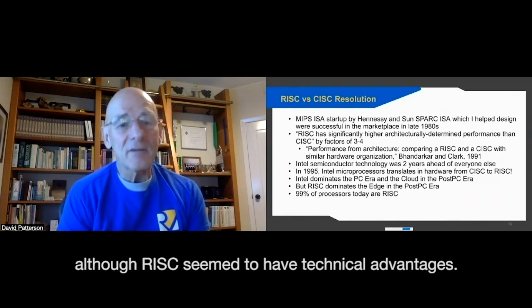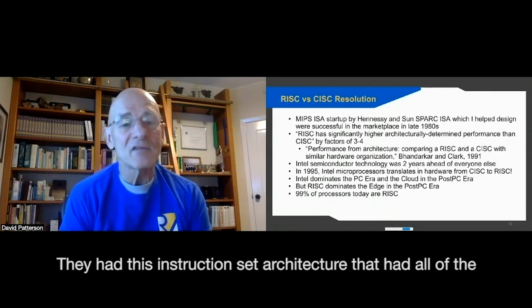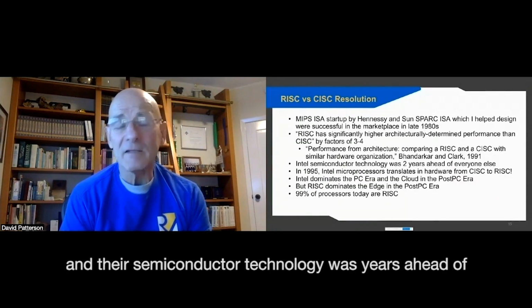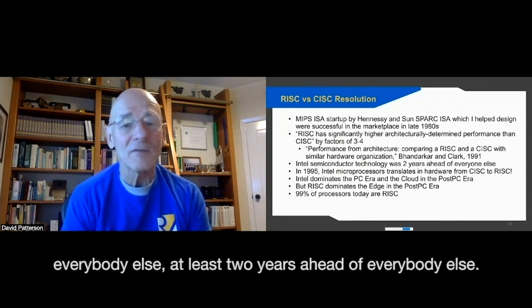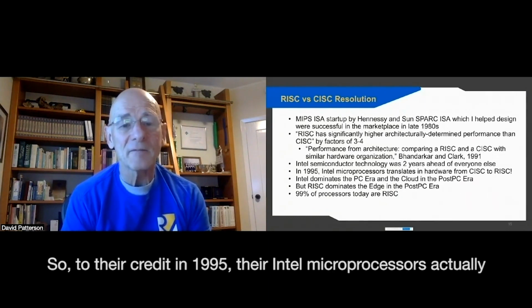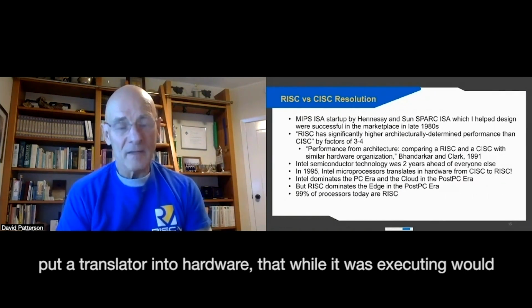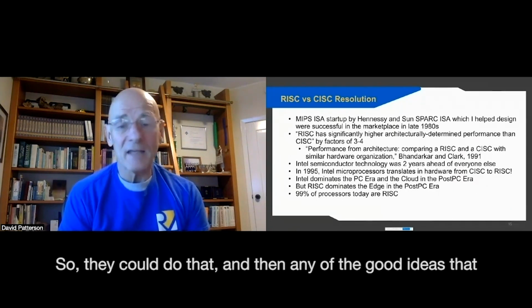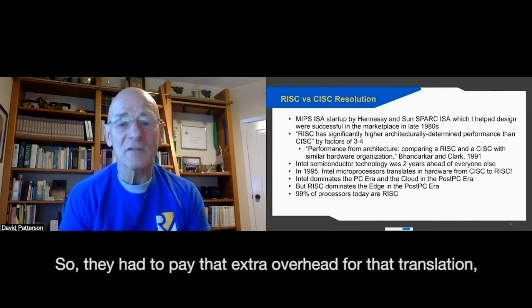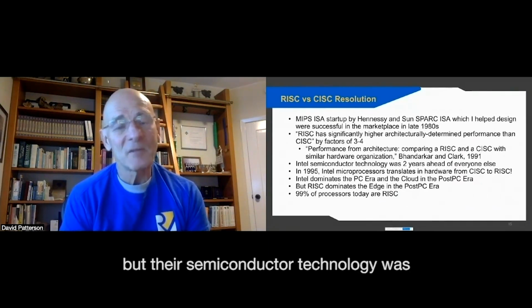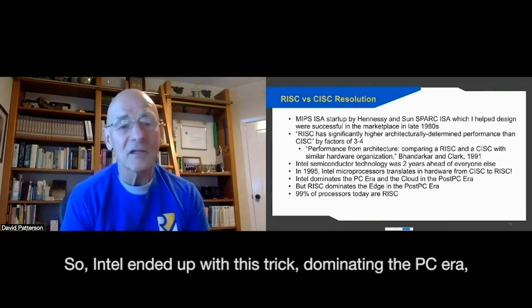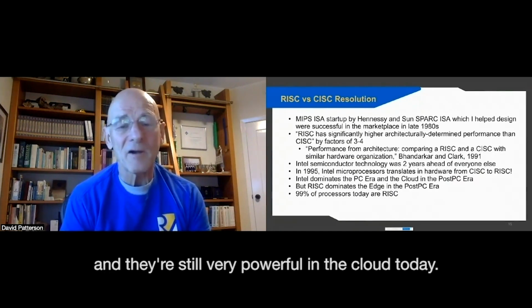Now, Intel didn't just take this lying down, although RISC seemed to have technical advantages. They had this instruction set architecture that had all of the software for the PCs, which was a very valuable software base. And their semiconductor technology was years ahead of everybody else, at least 2 years ahead. So to their credit, in 1995, their Intel microprocessors actually put a translator into hardware that, while executing, would translate from CISC instructions to RISC instructions. So they could take advantage of any of the good ideas that the RISC people had to go faster. They had to pay that extra overhead for the translation, but their semiconductor technology was a couple of years ahead of everybody else, so they could hide it. So Intel ended up with this trick dominating the PC era, and they're still very powerful in the cloud today.